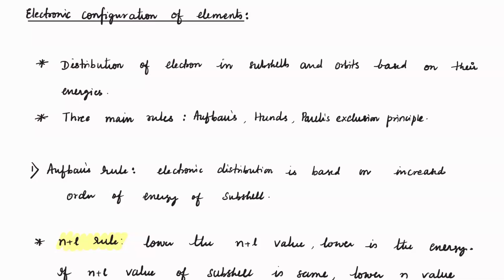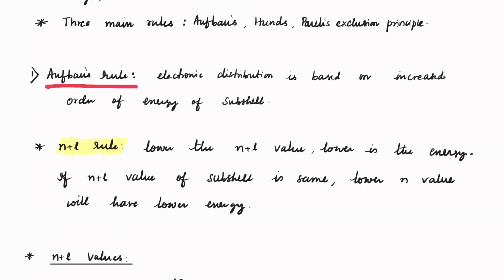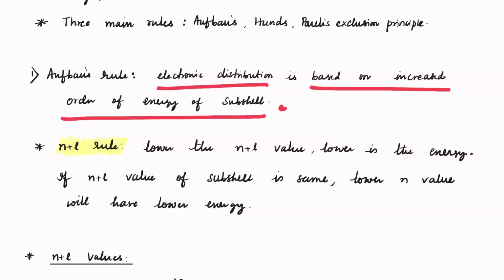See, to figure out where we place the electrons, we follow three rules: Aufbau's rule, the building up rule, Hund's rule, the symmetry rule, and Pauli's exclusion principle, that means the exclusivity rule. What are these one by one? Let's see. Aufbau's rule suggests that electronic distribution is based on increasing order of the energy of subshell.